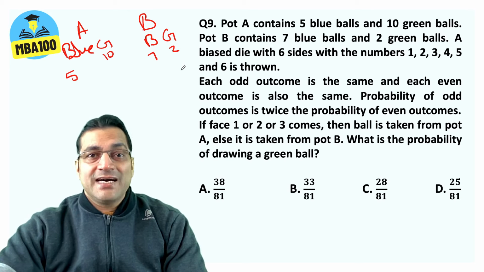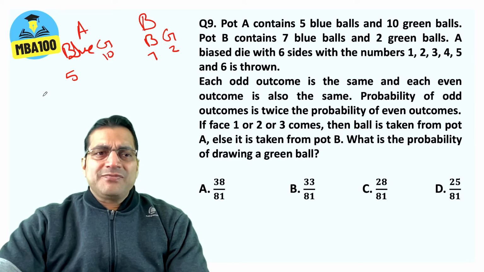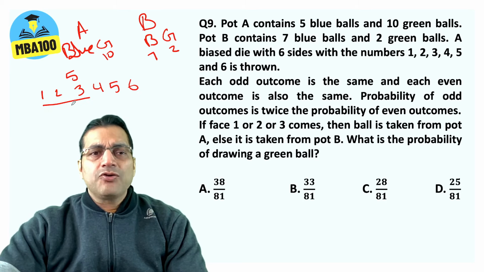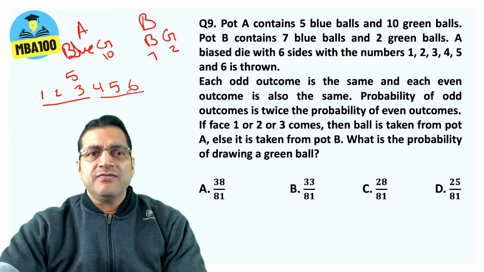The plural of die is dice. Please keep that in mind. Here die, D-I-E, die, noun. So it can have 6 outcomes: 1, 2, 3, 4, 5, 6. If it gets any of 1, 2 and 3, the ball has to be taken randomly out of bag A. If it gets 4, 5, 6, the ball has to be taken out of bag B.